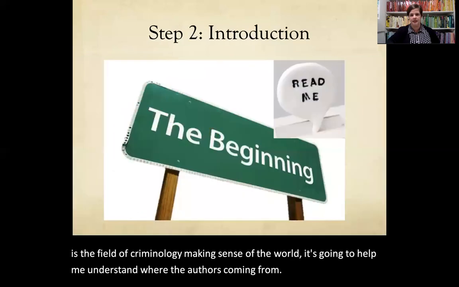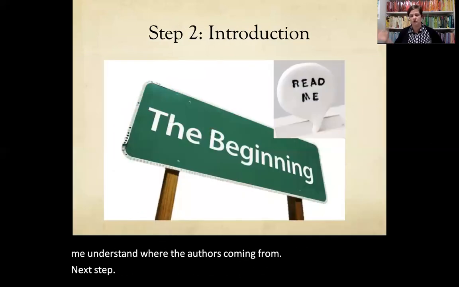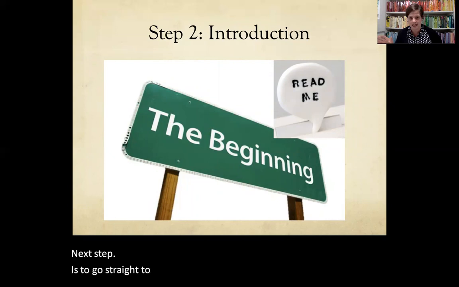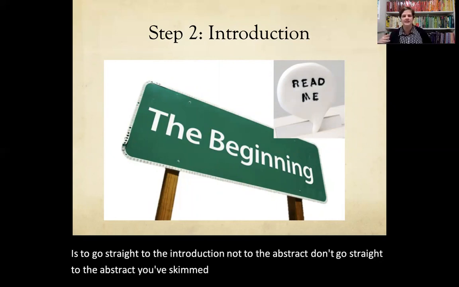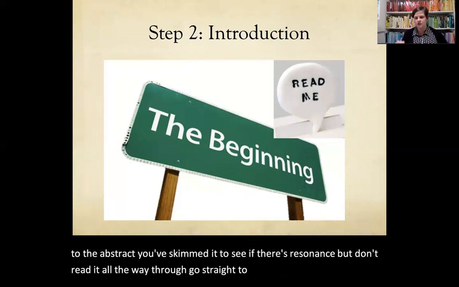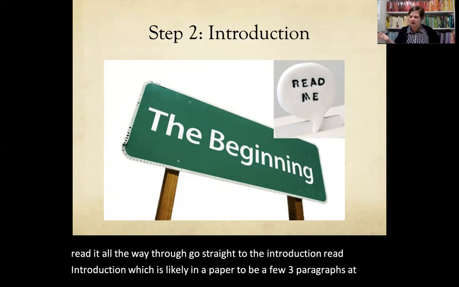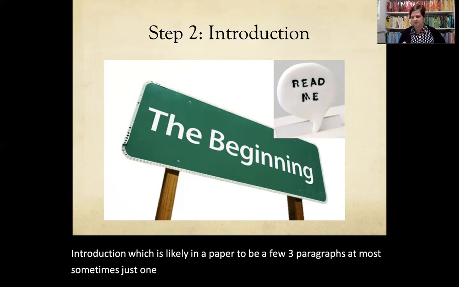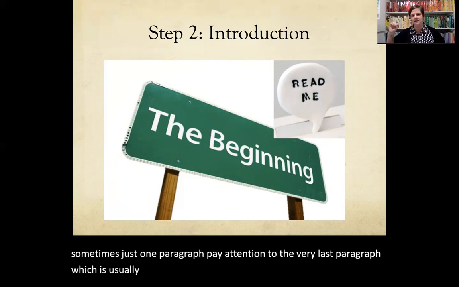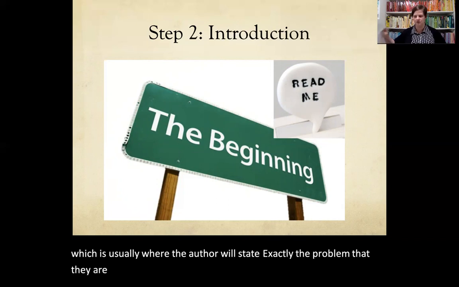Next step is to go straight to the introduction, not to the abstract. Don't go straight to the abstract. You've skimmed it to see if there's resonance, but don't read it all the way through. Go straight to the introduction. Read the introduction, which is likely in a paper to be a few, 3 paragraphs at most, sometimes just 1 paragraph. Pay attention to the very last paragraph, which is usually where the author will state exactly the problem that they're addressing. That's what's important for you right now.